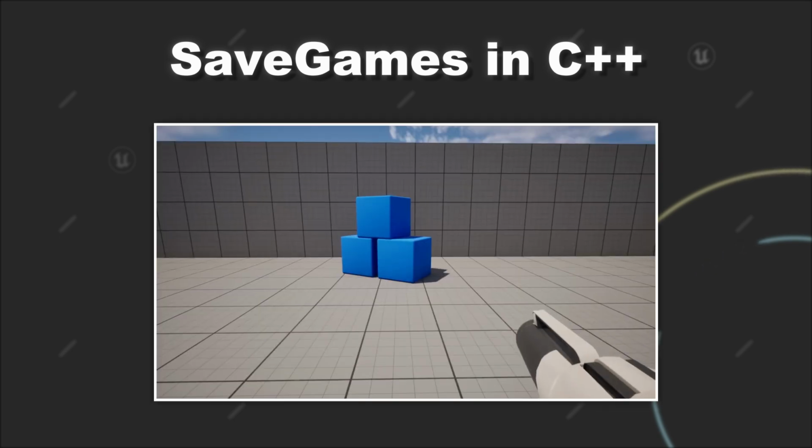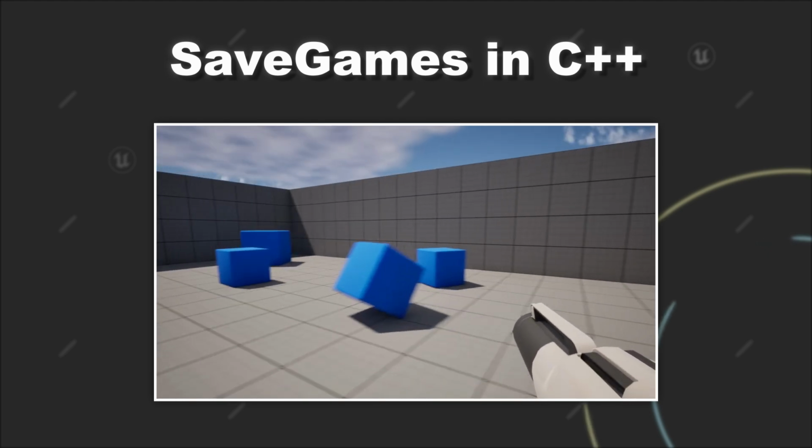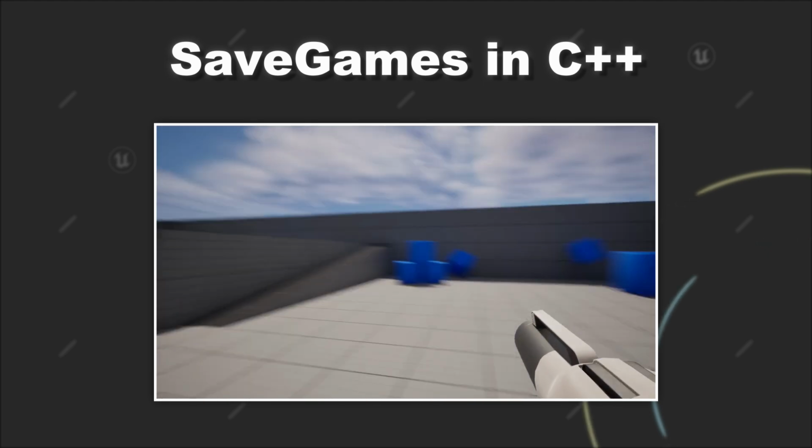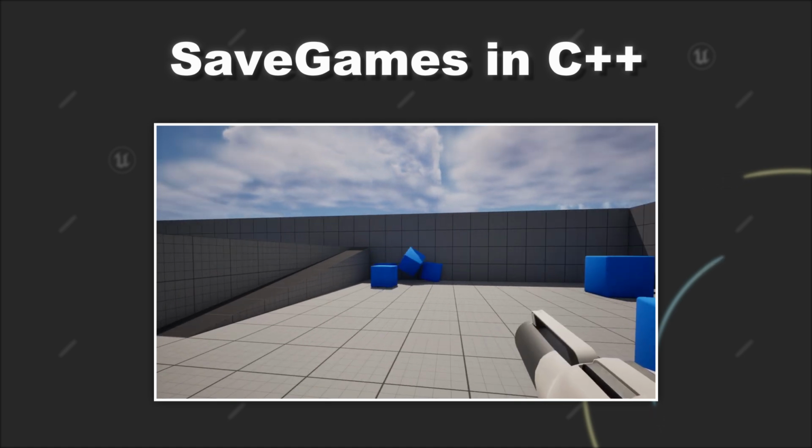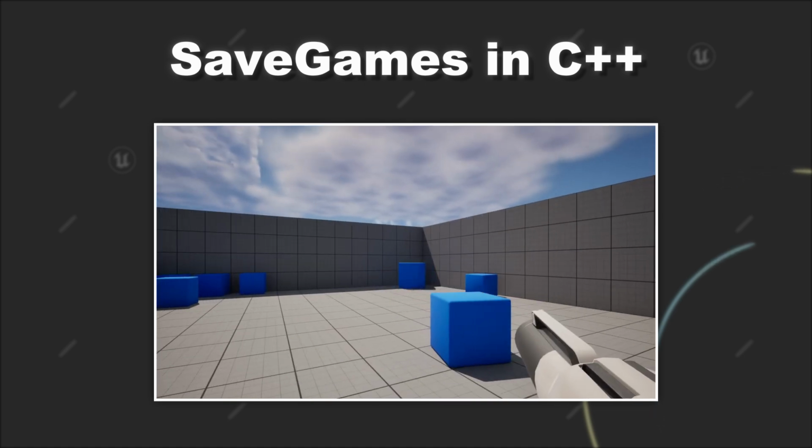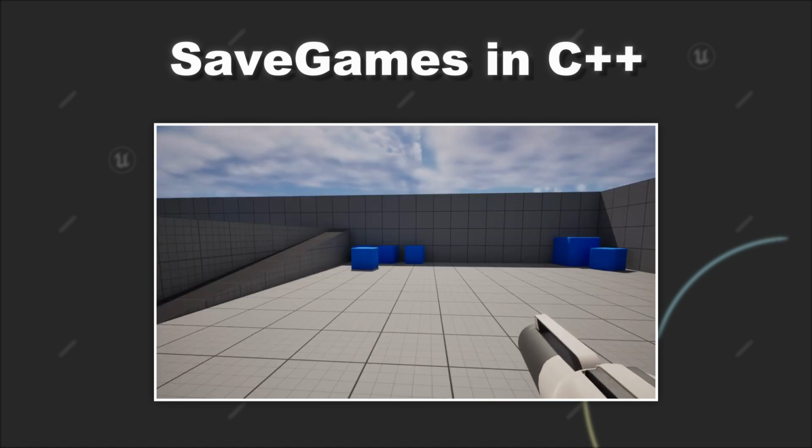But what if you want to save some information about the world state? For example, the position of certain objects. In an upcoming video, I will show you how to extend your save system to include world data.